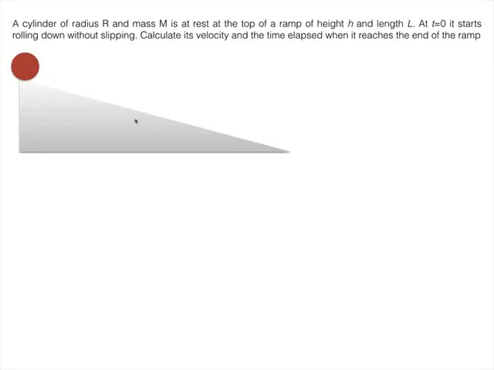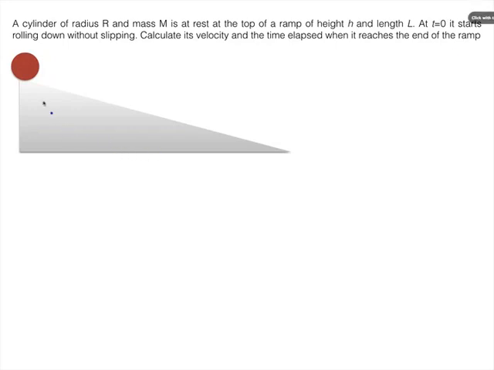Okay, we have this problem. A cylinder of radius r and mass m is at rest at the top of a ramp of height h and length l. At t equals 0, it starts rolling down without slipping. Calculate its velocity and the time elapsed when it reaches the end of the ramp.